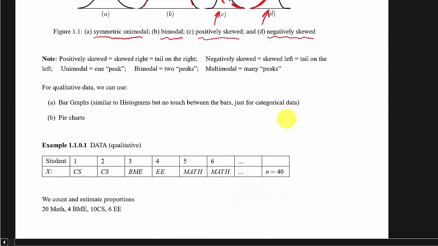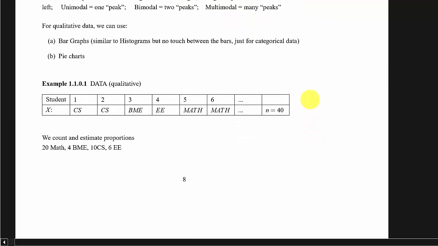All right, so for qualitative data, we can use bar graphs. They're similar to histograms, but no touch between the bars. Okay, just for categorical data. And we've got pie charts. All right, so I'll talk more about the difference between a bar graph and a histogram when we get to those.